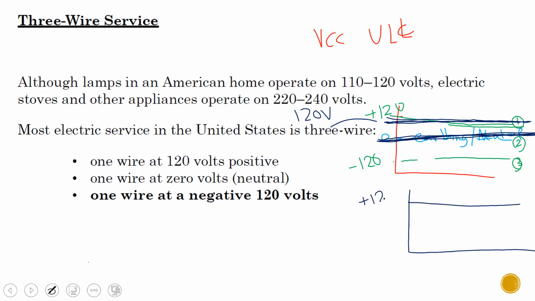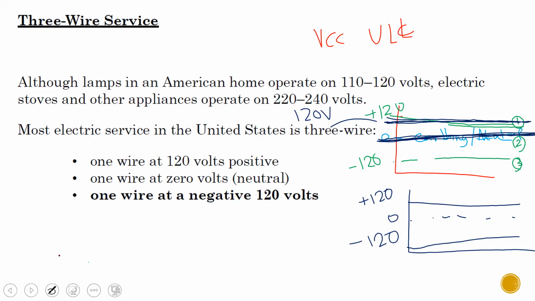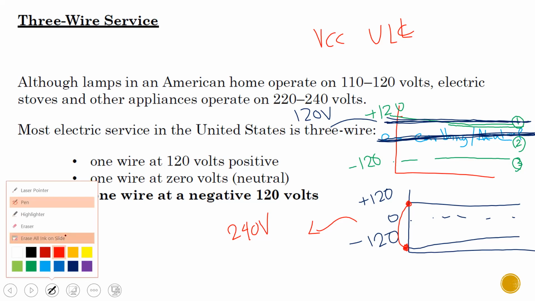Here we have positive 120, here we have 0, here we have negative 120. So if any machine needs 240, it works from positive 120 to negative 120. If you subtract them, you get 240 volts. So the lamps in American homes operate on 110 and also can on 220. They try to fix the problem. As I told you, they make 3 things. We call them 3 wire service.